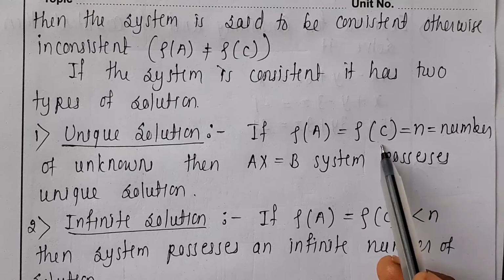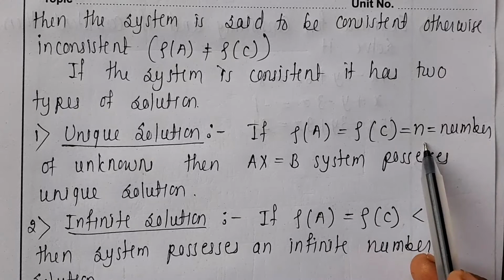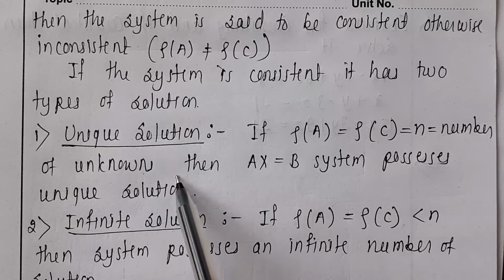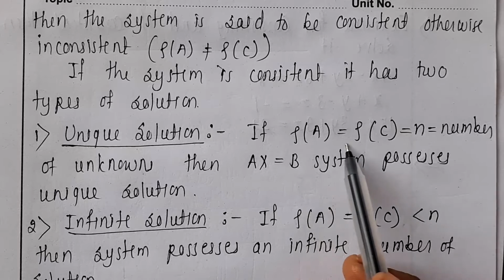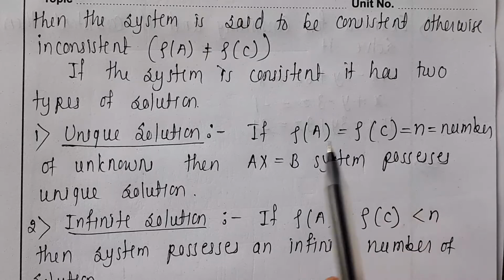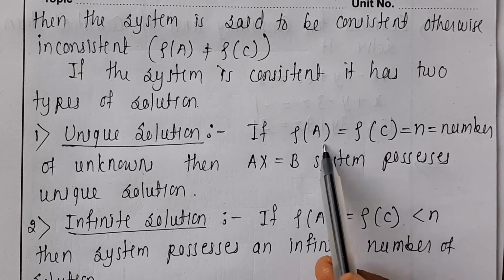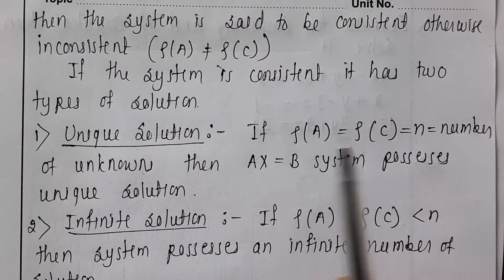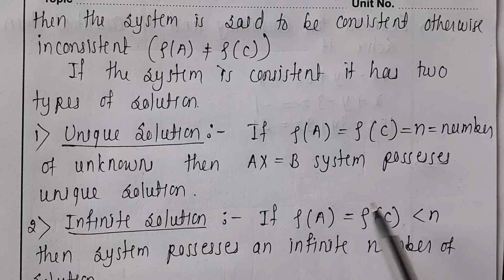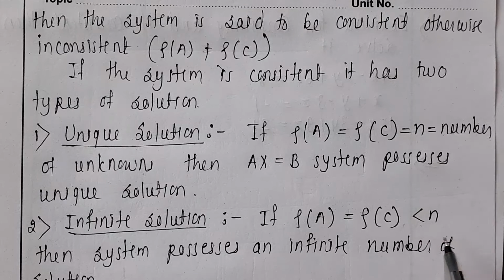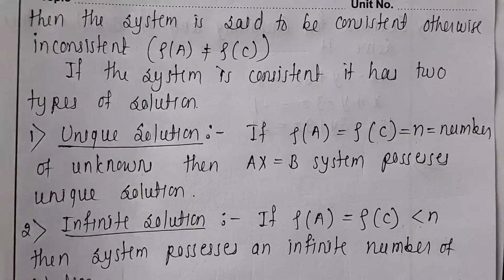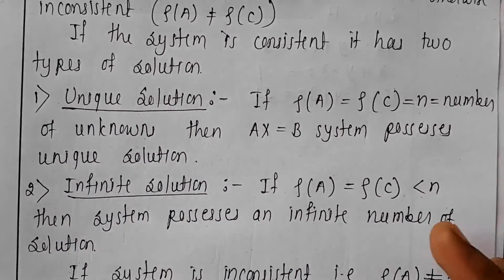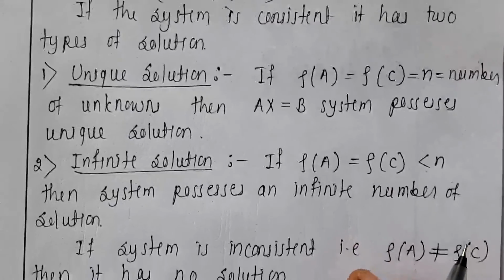So if rank of A is equal to rank of C is equal to the number of unknowns, then that system has a unique solution. But remember, this condition must be satisfied. A system must be consistent and its rank is equal to the number of unknowns, then it has a unique solution. If a system is consistent and its rank is less than the number of unknowns, then it has an infinite number of solutions. Means what? One system has so many solutions, that is called an infinite number of solutions.